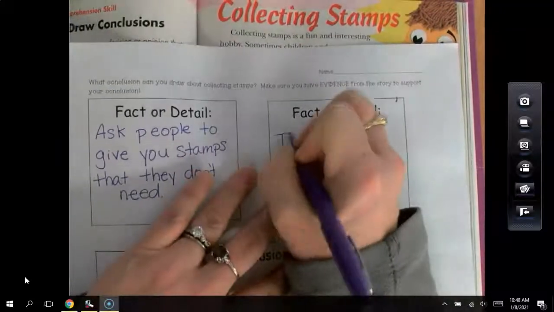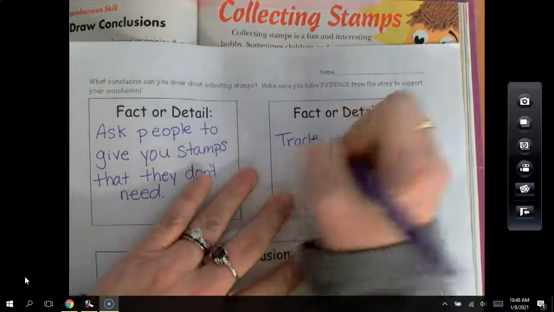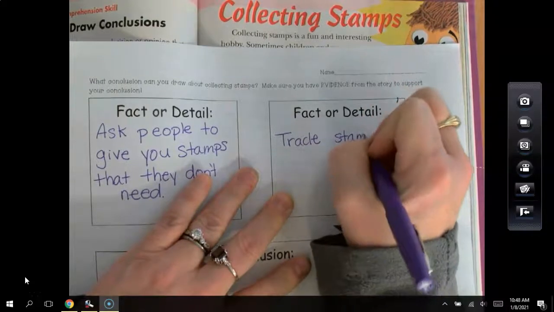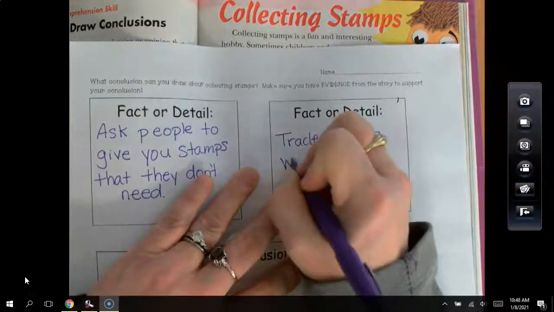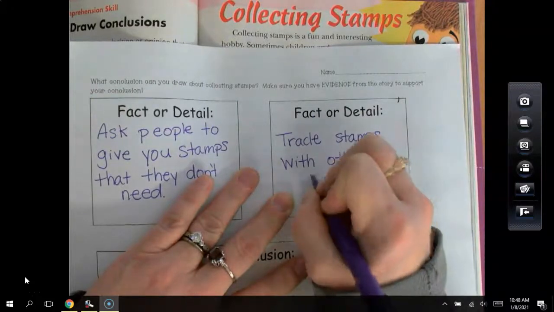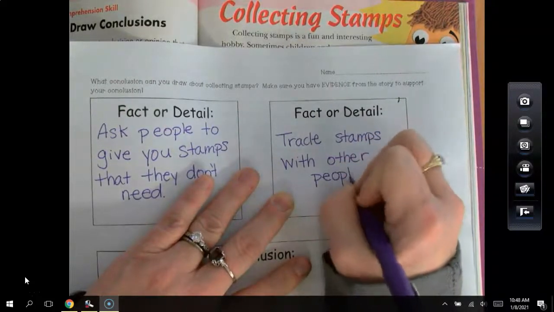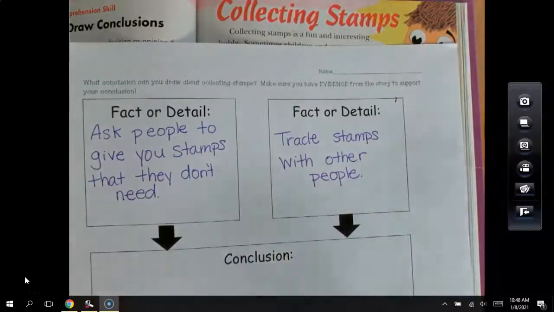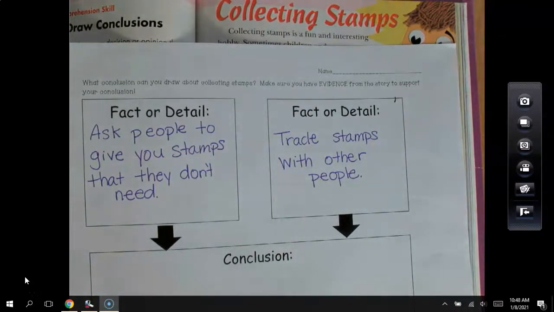So let's write trade stamps with other people. That's another great way to get stamps.